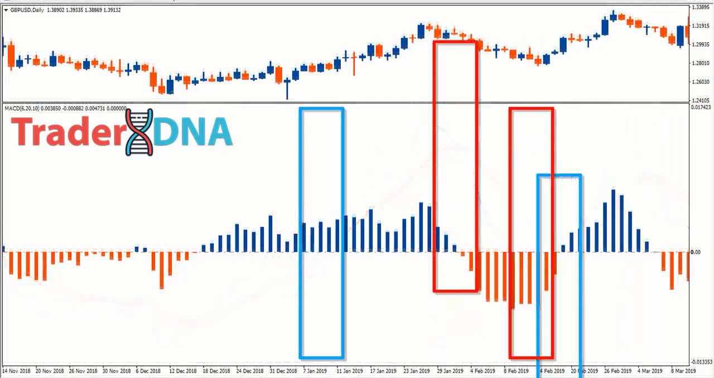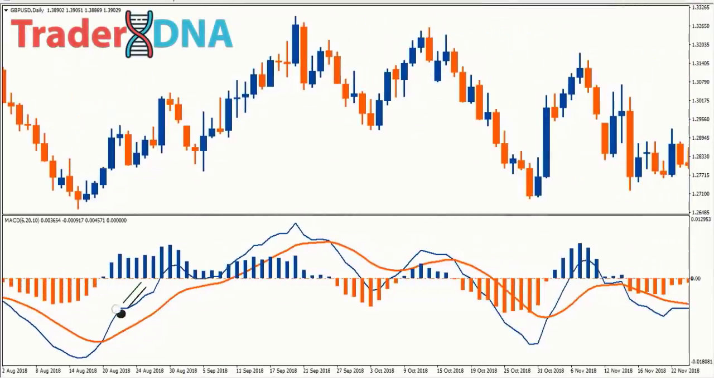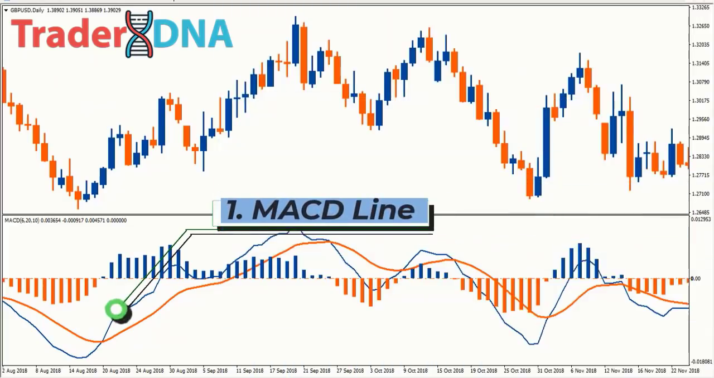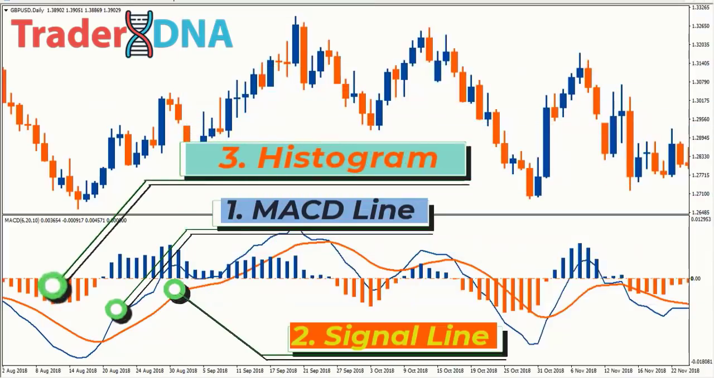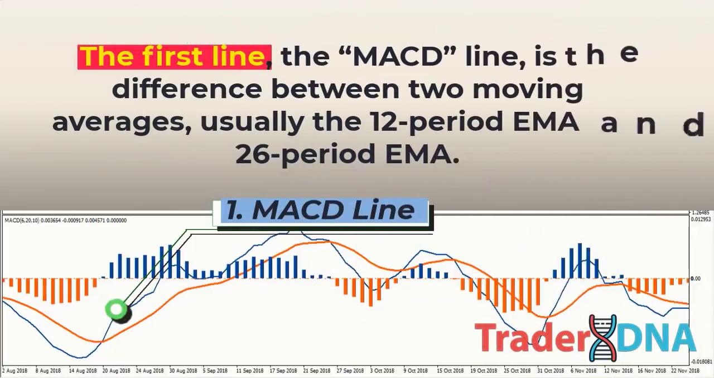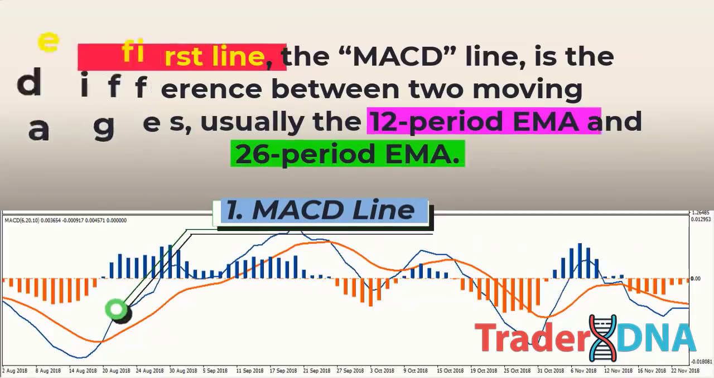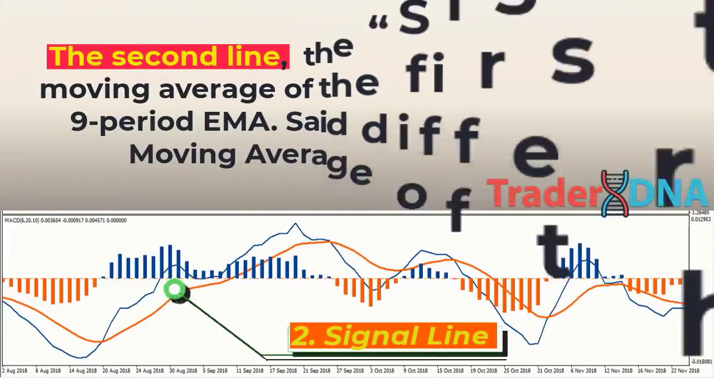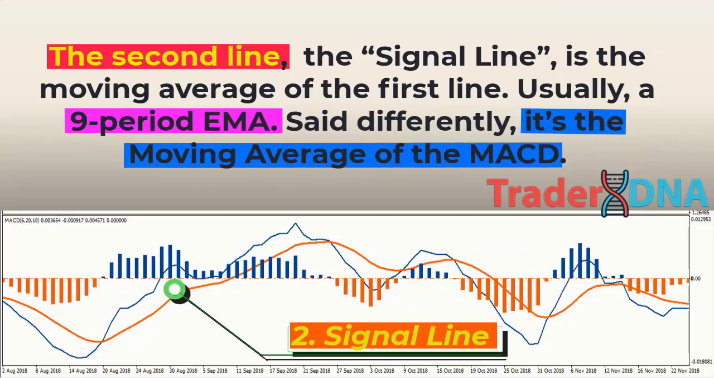How does MACD work? The MACD indicator works using three components. First, the MACD line. Second, the signal line. Third, the MACD histogram. The first line, or the MACD line, is the difference between two moving averages, usually the 12-period EMA and 26-period EMA. The second line, the signal line, is the moving average of the first line. Usually, a 9-period EMA. Said differently, it's the moving average of the MACD.